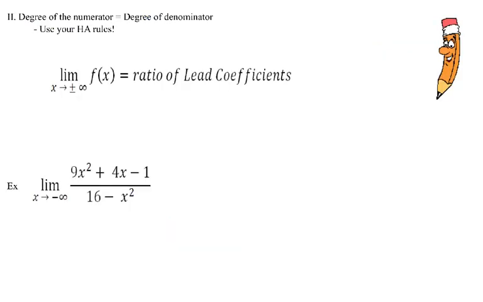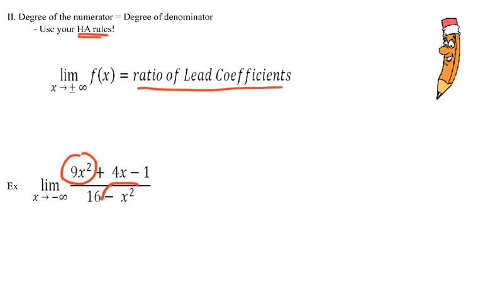This one is if the degree of the numerator is equal to the degree of the denominator. Same thing. This is the same step we used for our horizontal asymptote rules. Okay, if you have the degree of the numerator equal to the degree of the denominator, you simply take the ratio of the leading coefficients. Okay, so you look at the term that has the highest exponent in the numerator, and you look at the term that has the highest exponent in the denominator.